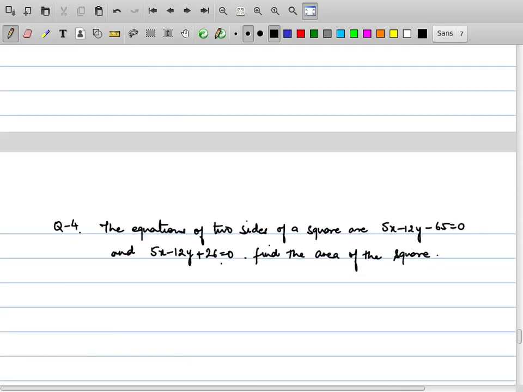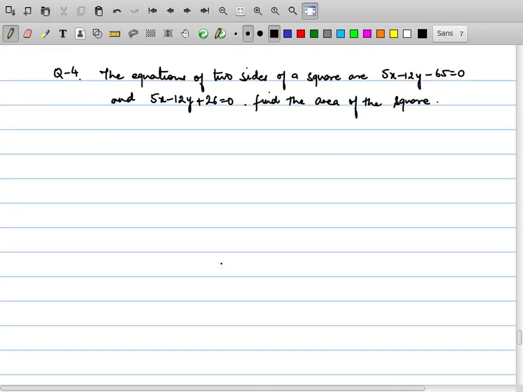Now let's take the next question. Find the equation of two sides of a square are this and this. Find the area of the square. Now, let's say this is our square. And if you look closely, these two lines are parallel to each other. That is 5x minus 12y, 5x minus 12y. They are representing the opposite sides of the square. Let's say this is A, B, C, D. Either they are representing AB and DC or they are representing CB and DA.